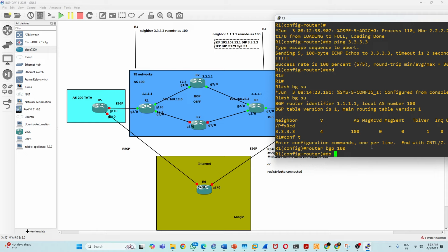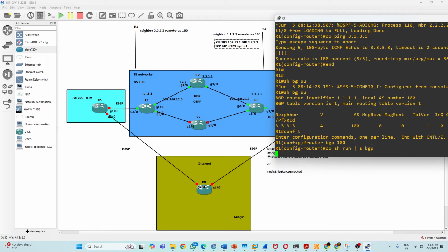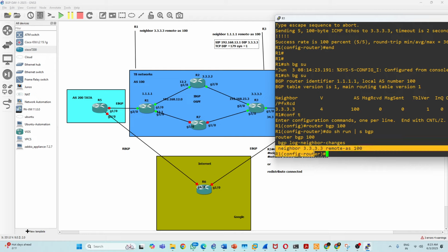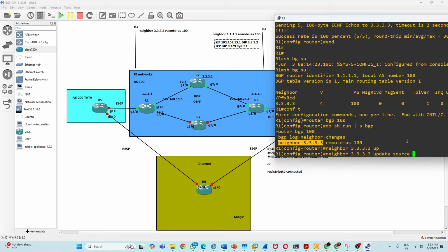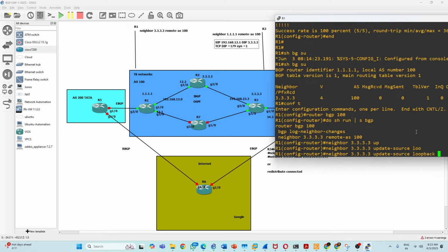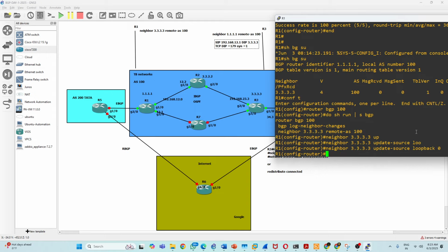Listen carefully. Here, what you have done is just configure a neighbor, right? If I want to establish this neighbor, I need to update my source to the loopback. Update source means whatever the source IP is, I need to update it, not the physical exit interface IP. I need to update the source to the loopback IP. Loopback 0, I'm giving, so it will update the source with loopback 0.